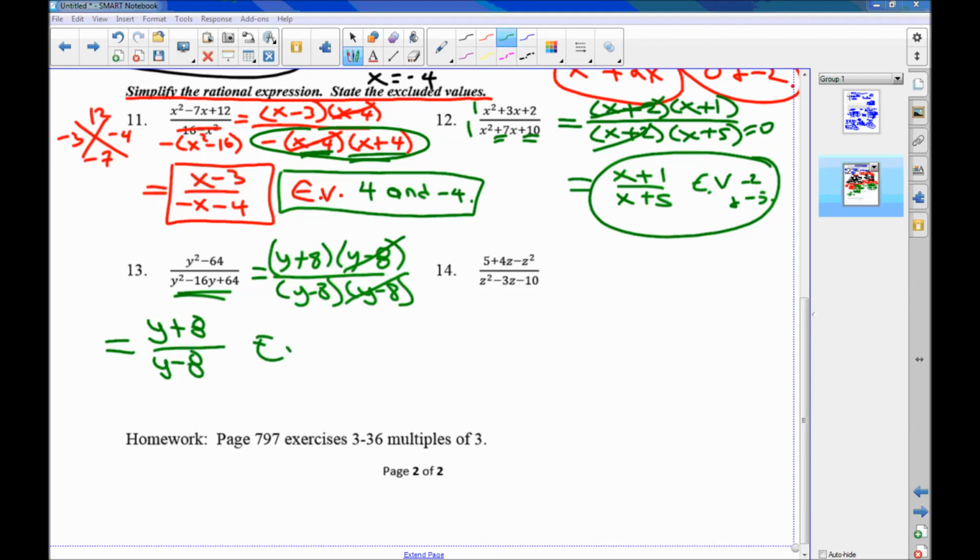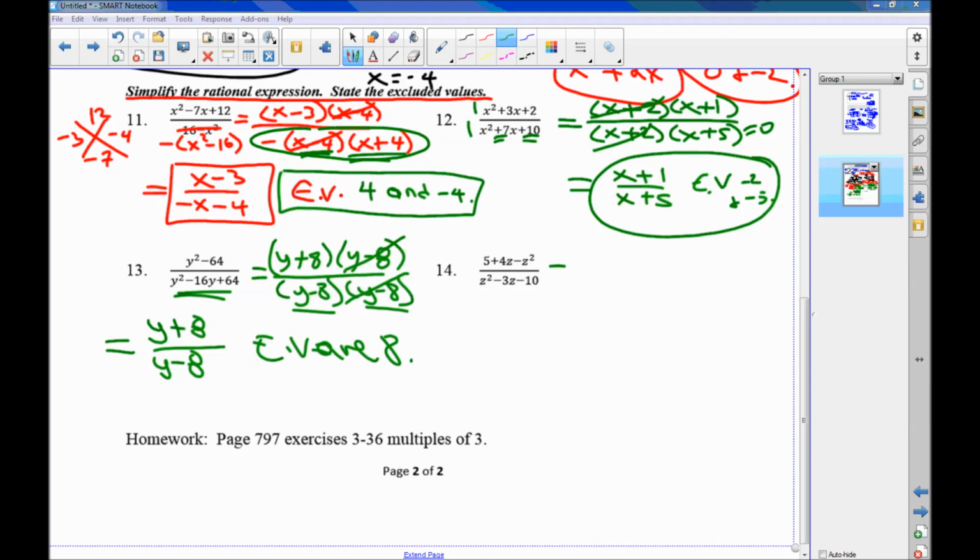And the excluded values are all of the numbers that would make the bottom be 0. So in this case, from here we would get 8, and from over here we're going to get, well, also 8. So 8 is the only one. Okay. All right, last one.